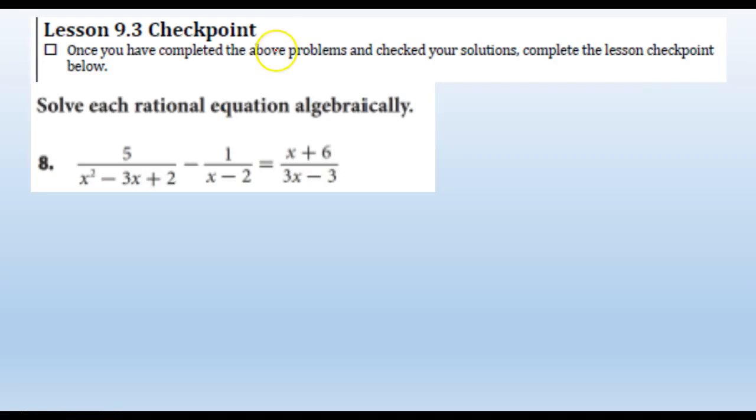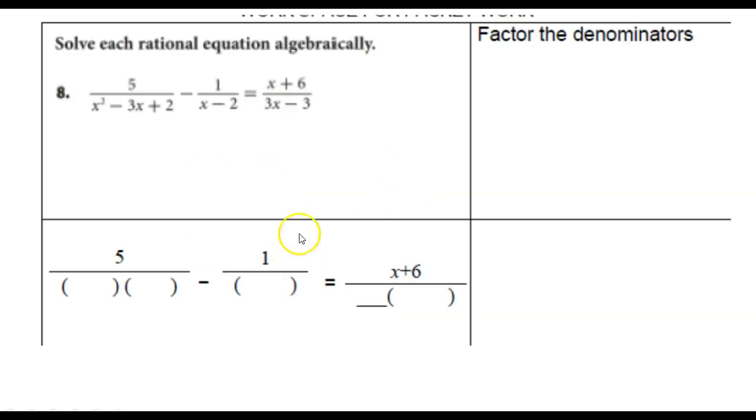Alright, this is the last part of Wednesday's class. This is 9.3, checkpoint number 8. So in your worksheet there's also a graphic organizer to help you out with this problem. So I'm going to switch to that.